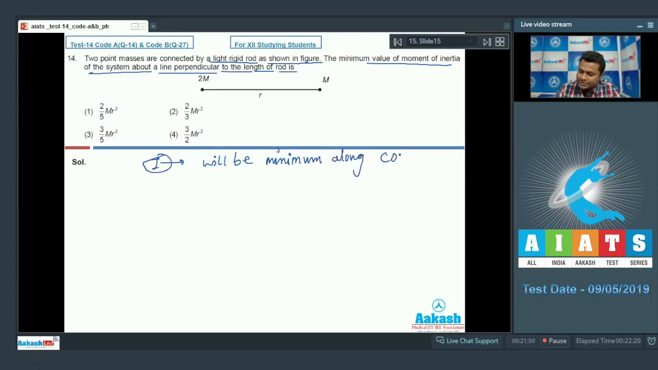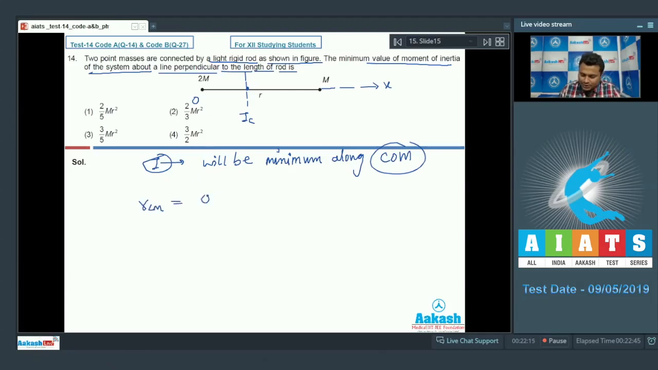Along the center of mass. Suppose the center of mass is existing right here. So we have to calculate the moment of inertia about this point, that is IC. First of all, let us find out where the center of mass is lying. Taking this as origin, and this is our x-axis.